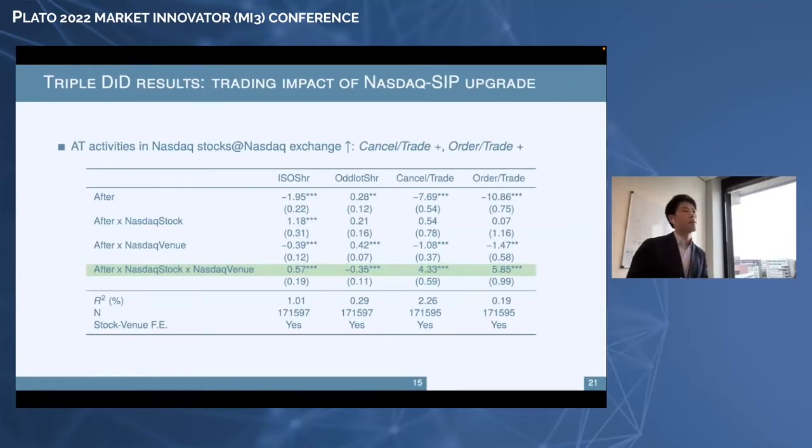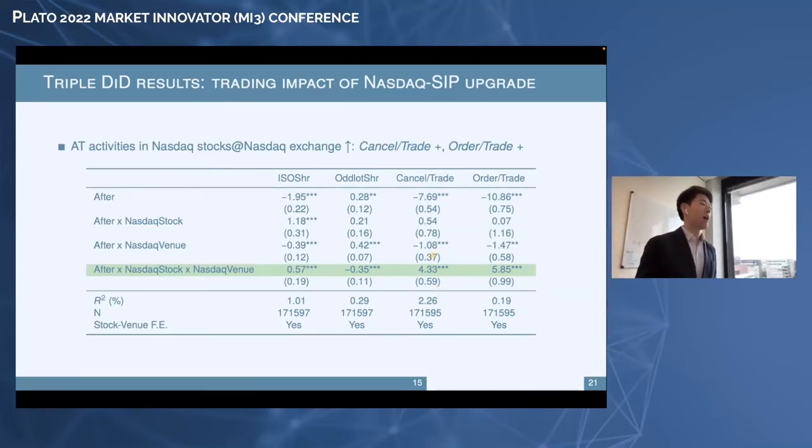And it's the same I find for the two AT measures, the algo trader activity measures. So it's quite interesting if you look at the coefficients here. It's really the triple interaction term that captures the increase in the AT activities, right?